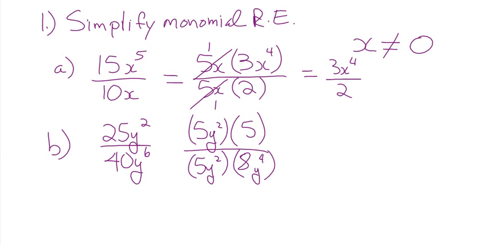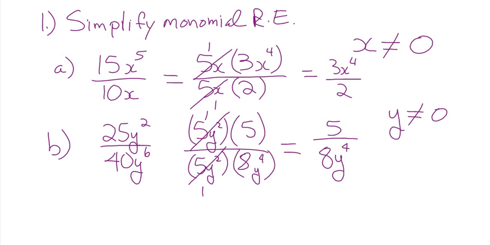Restriction. Monomial restrictions are easy, right? What is it? Y cannot be 0. Okay. Step 1, factor. Step 2, restriction. Step 3, divide out the common factor. We are left with 5 over 8y to the 4th.